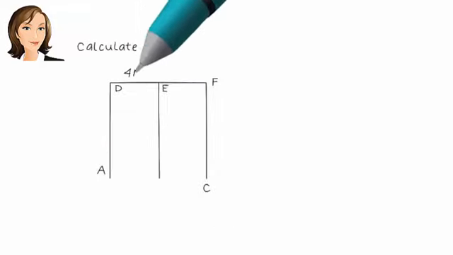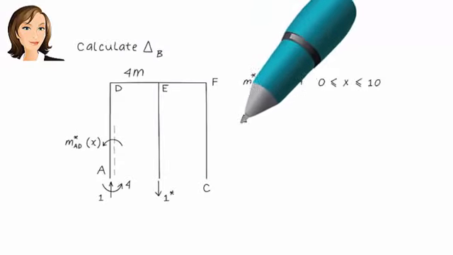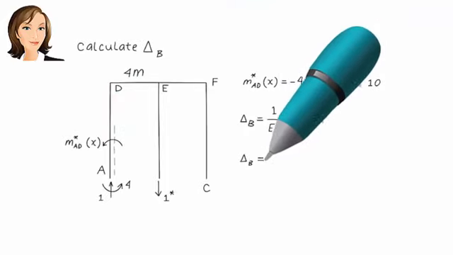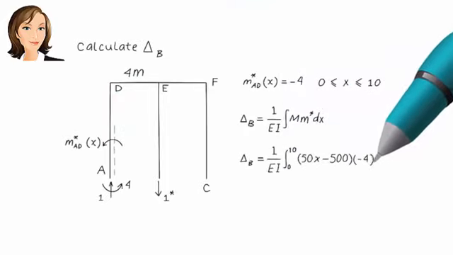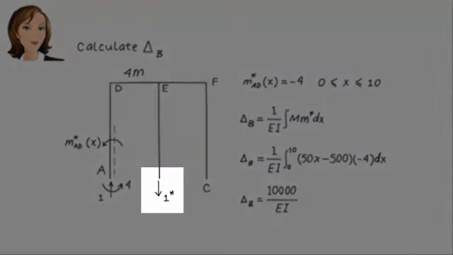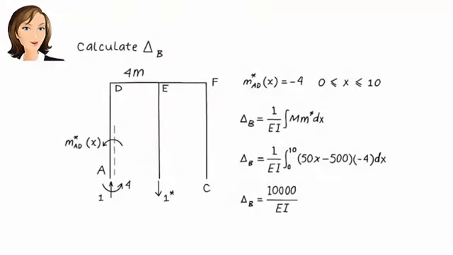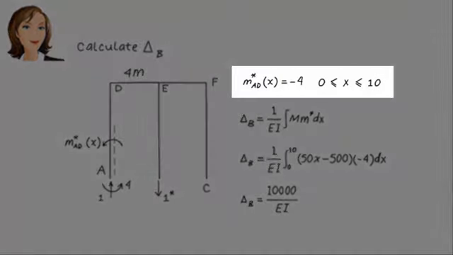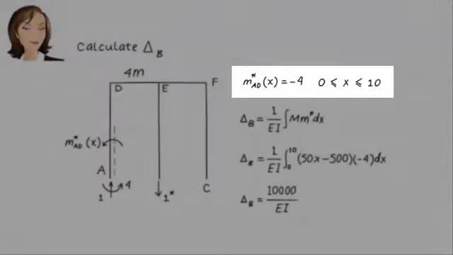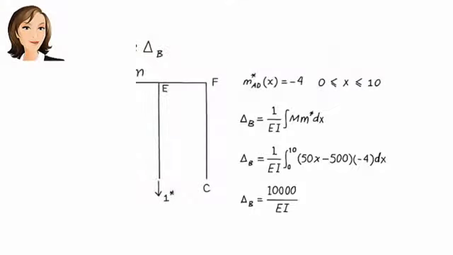Okay, now we need to calculate M star. To do so, we need to place a virtual unit load in the direction of the desired displacement at B. Since under the applied load only member AD has a non-zero moment, here we only need to come up with the moment equation for AD. If we integrate M times M star, we get delta B.